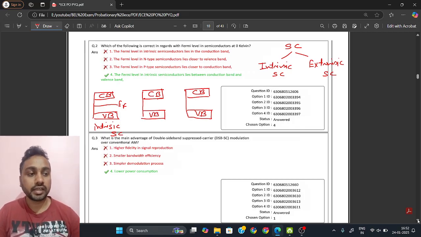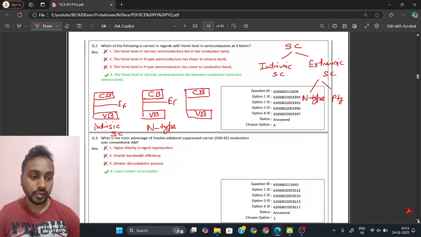And we have extrinsic semiconductors, which means we have n type and p type semiconductors. Two types of extrinsic semiconductor are there, n type and p type. If they ask where the Fermi level lies in n type, it lies closer to the conduction band, and for p type it will be closer to the valence band.